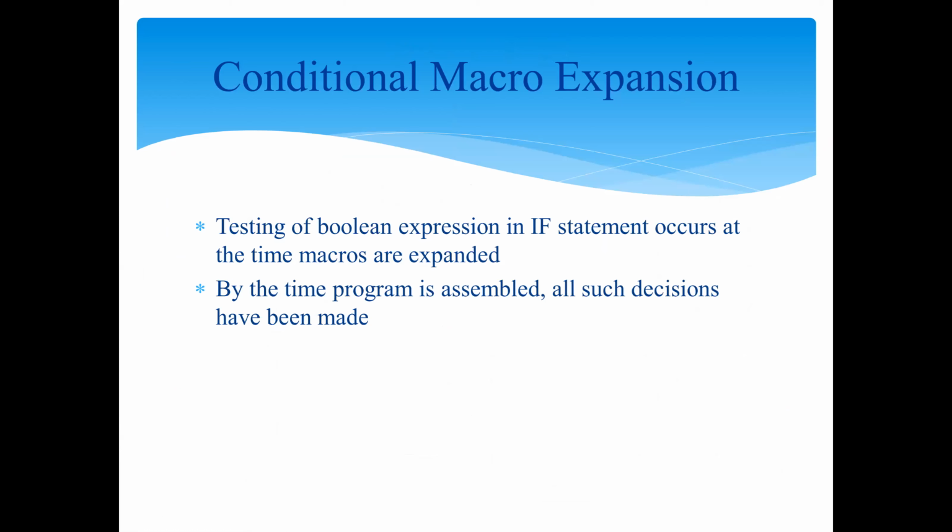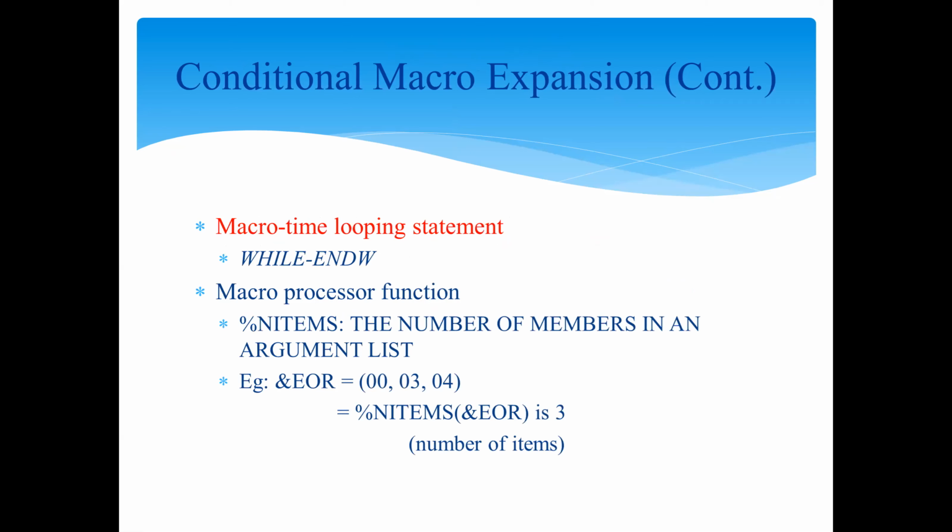So the testing of Boolean expression in if statement occurs at the time macros are expanded. Only when macro is expanded, the if statement is being tested. So by the time the program is assembled, all decisions will have been made. Then we have one more conditional macro expansion, which is a macro time looping statement, which is WHILE and END W. So this is like a loop condition. It's a little bit different, and we'll see how WHILE and END W is used.